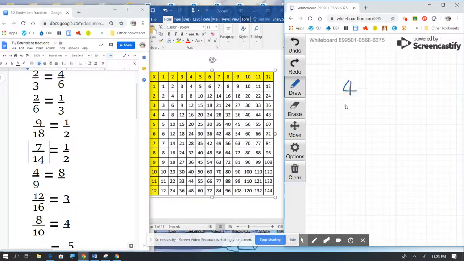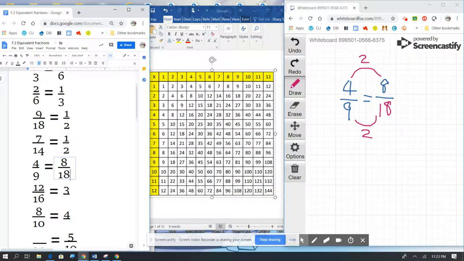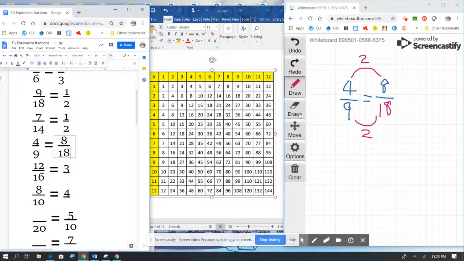4 over 9 equals A over what? So think about this. 4 to A is what? Times 2. So 9 had to be what? Times 2, right? So it had to be what? 18. 9 times 2 is 18. So your answer here is 18. Now let's look at the next one.